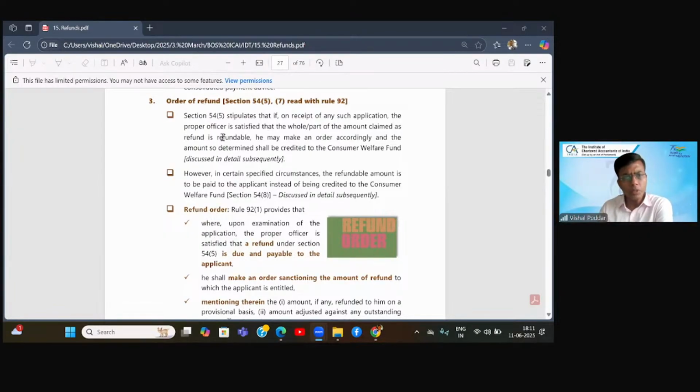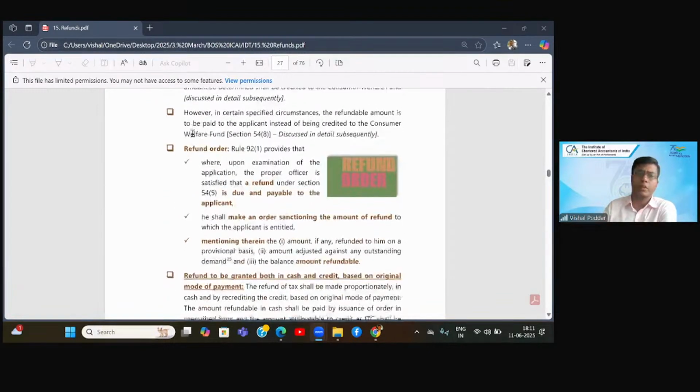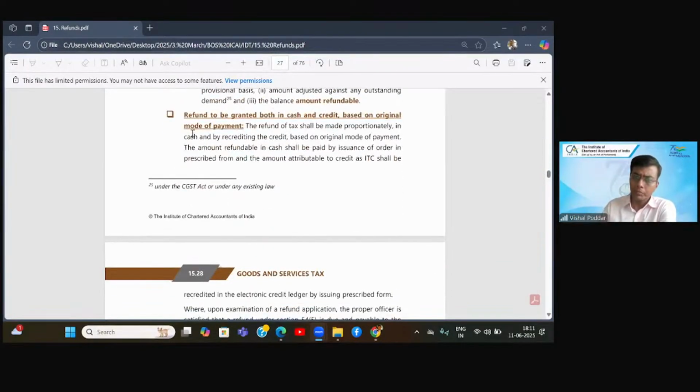Once your refund is accepted and it is processed, then will come the final stage, which is the refund order. Now, how will the refund be given? The law says it depends upon the manner in which you originally paid the tax. If you have paid the tax using the cash ledger, the refund will be granted by crediting that amount in your cash ledger. If you had originally paid tax using the credit ledger, the refund would be granted to you by crediting that amount to your credit ledger.